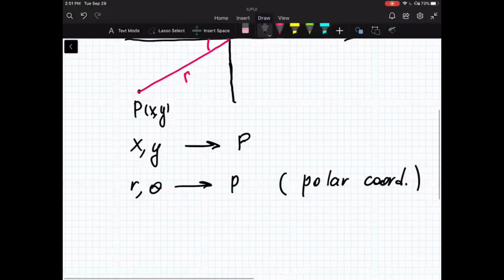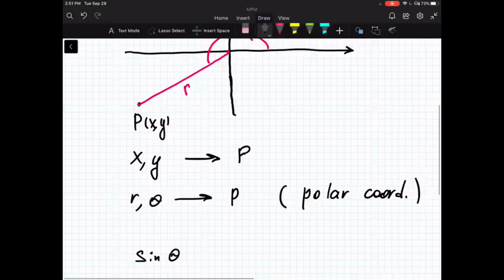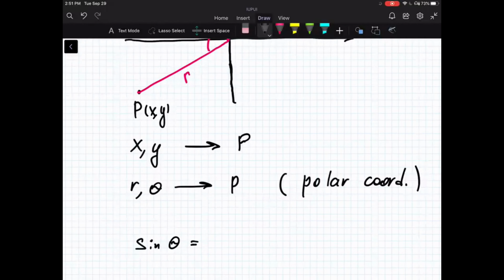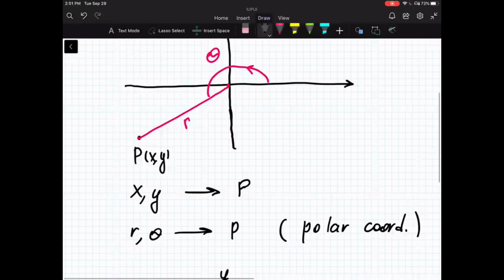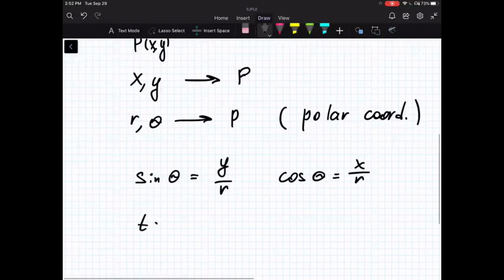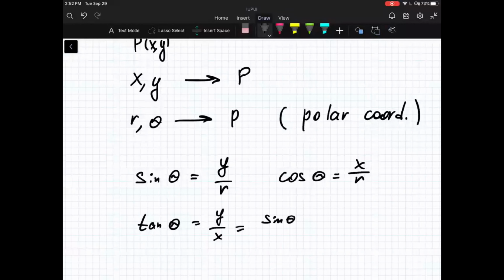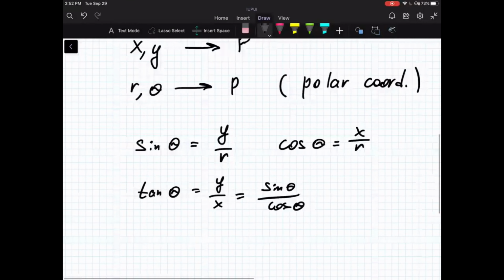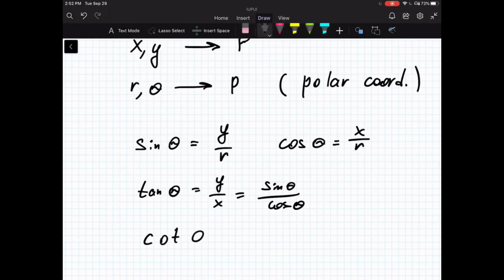And so we'll define sine of this angle theta as the y coordinate of my point divided by this radius r. And cosine of theta as x divided by r. Tangent of theta as y over x, or sine of theta over cosine of theta. And cotangent of theta as x over y, or cosine of theta divided by sine of theta.